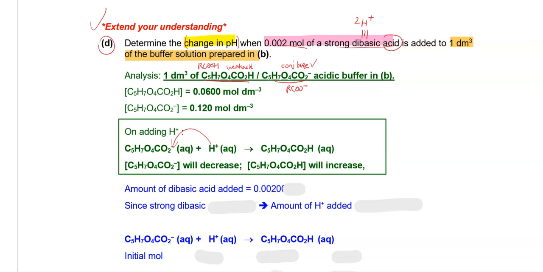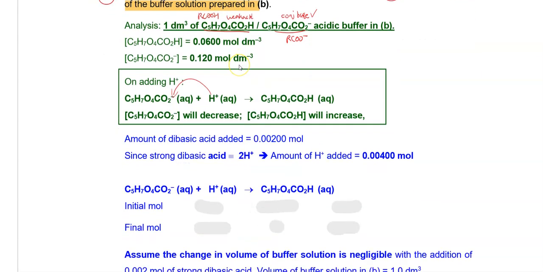So the amount of dibasic acid given is 0.002 moles. Since dibasic acid contributes 2 H+, the amount of H+ added will be 0.00200 moles times 2, right? So for dibasic acid, you need to multiply by 2 to get the number of moles of H+. So we can apply what we did just now. There are some alignment issues, so let me draw the lines first.